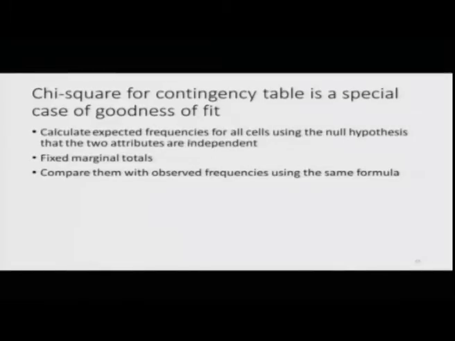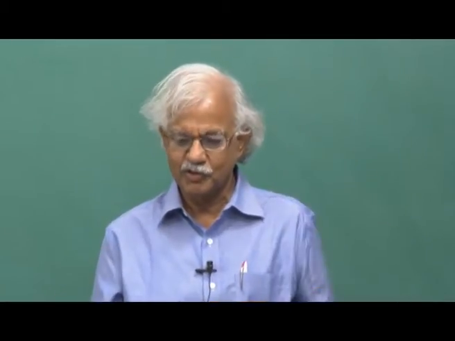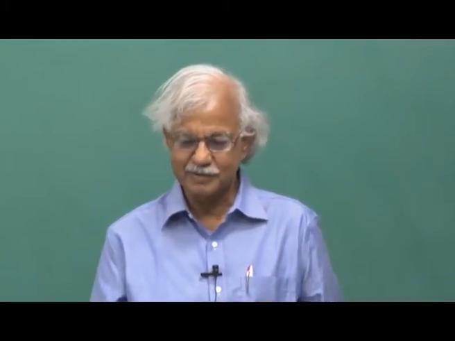So, under the assumption that A and B are independent, we calculate expected frequencies, and for each cell (O minus E) squared divided by E will follow a standard normal distribution, and the sum of (O minus E) squared by E over all the cells will follow a chi-square distribution.